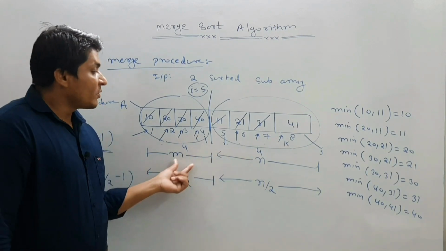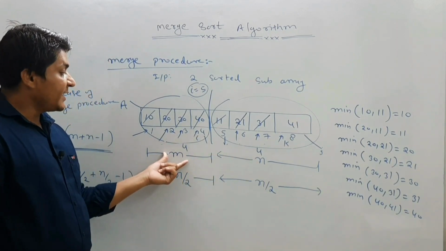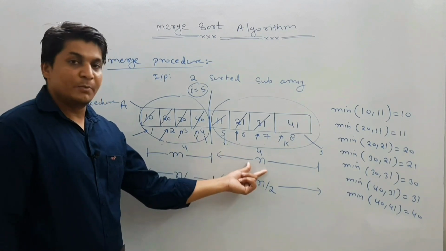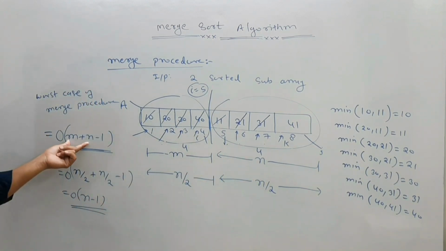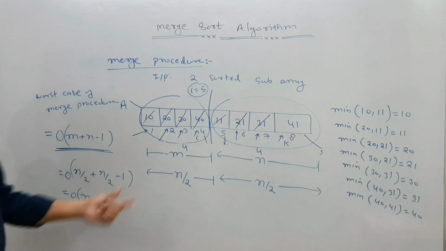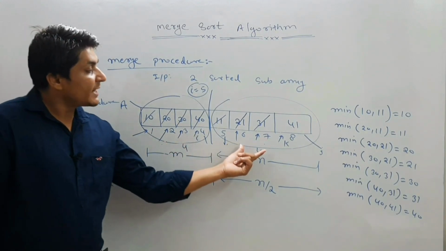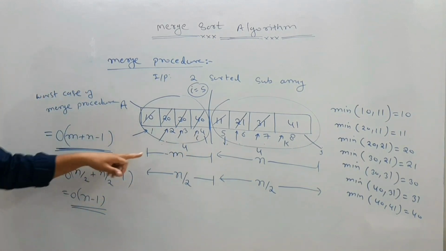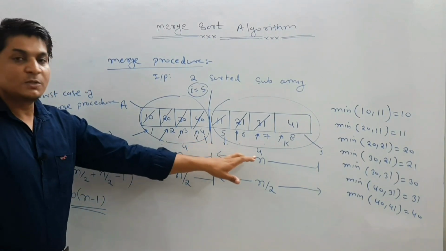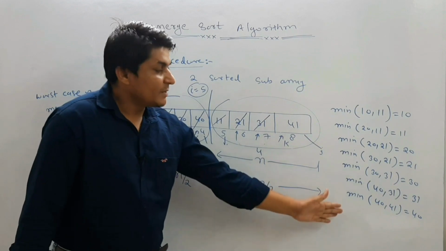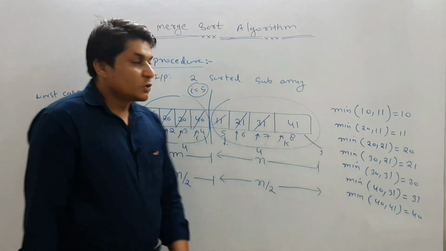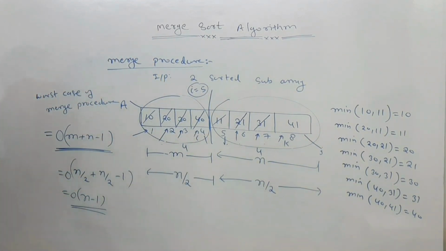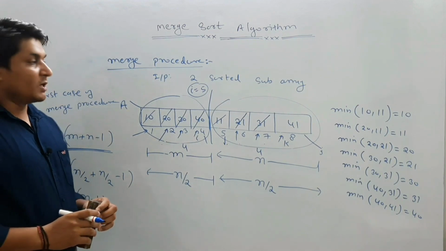If the first array contains m elements and the second array contains n elements, we will require m plus n minus 1 comparisons. If one array contains 4 elements and the second array also contains 4 elements, we need only 4 plus 4 minus 1, which is 7. We have already seen 7 comparisons in worst case. So this is the worst case of merge procedure. Now let me discuss the best case of merge procedure.